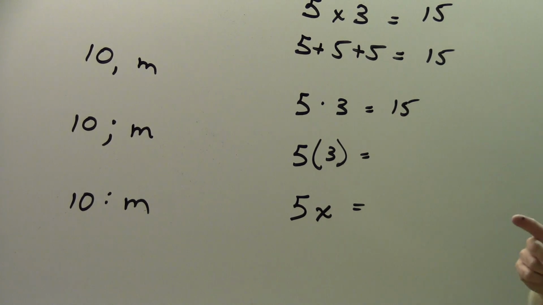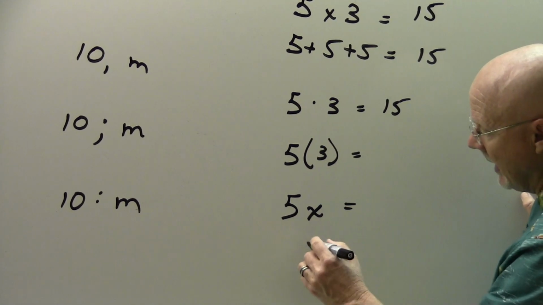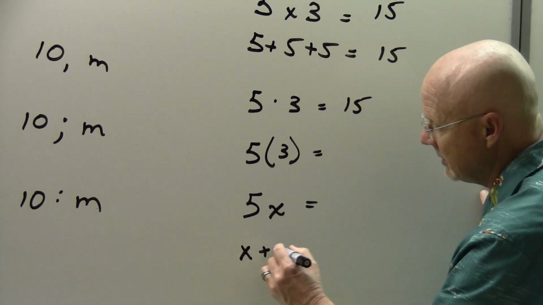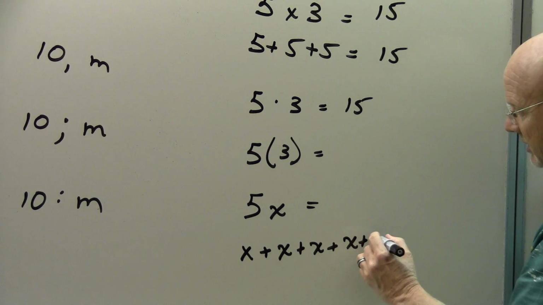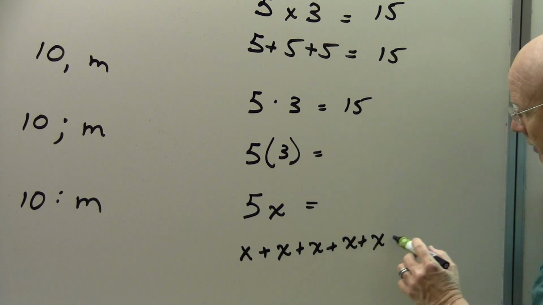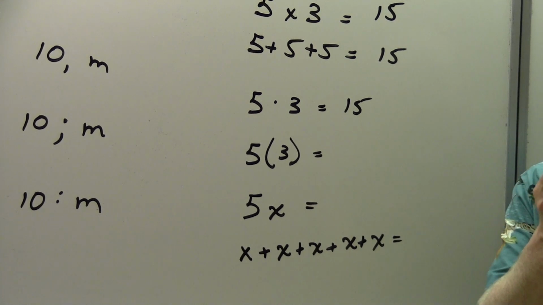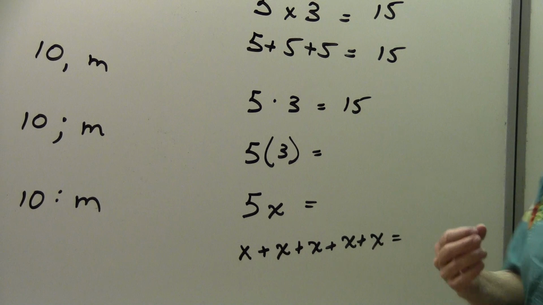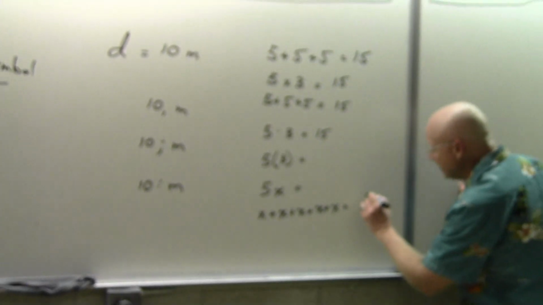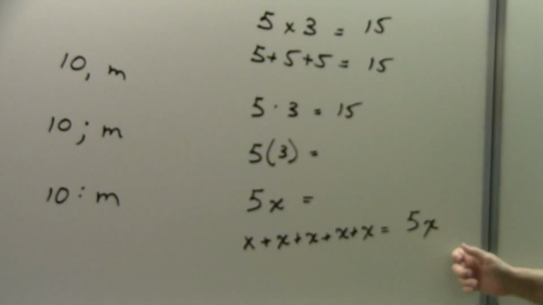Well, what we mean, and you can do this either way. I guess I should have done it the other way around, but I could write this as x plus x plus x plus x plus x, 1, 2, 3, 4, 5. And so what you're saying is add x together with itself 5 times. Repetitive addition. And we'll write it without anything in between.